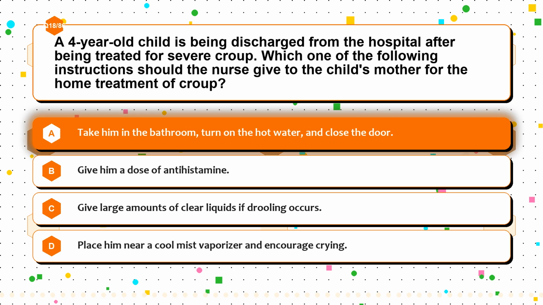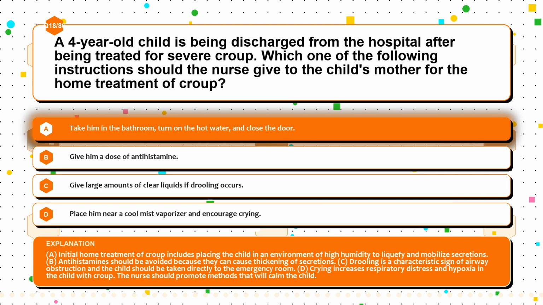The correct answer is option A. Take him in the bathroom, turn on the hot water, and close the door. An initial home treatment of croup includes placing the child in an environment of high humidity to liquefy and mobilize secretions. B. Antihistamines should be avoided because they can cause thickening of secretions. C. Drooling is a characteristic sign of airway obstruction, and the child should be taken directly to the emergency room. D. Crying increases respiratory distress and hypoxia in the child with croup. The nurse should promote methods that will calm the child.